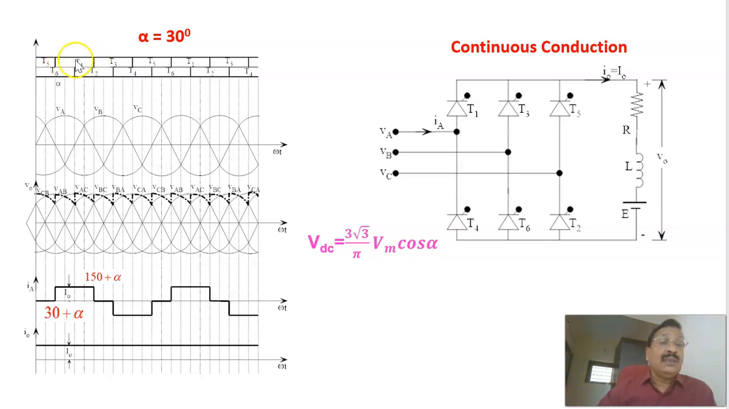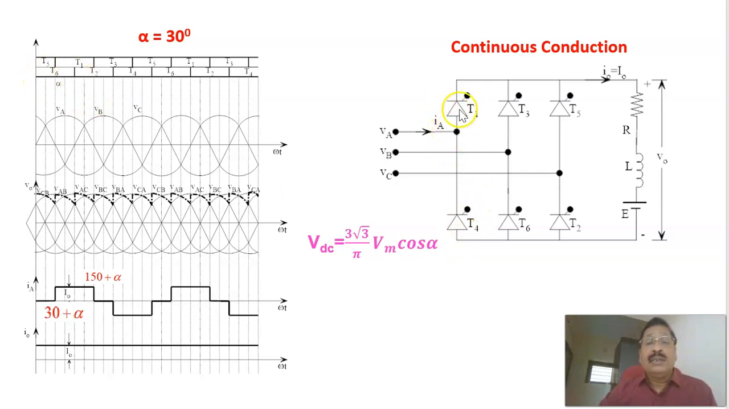Before T1 is fired, from the positive group T5 was conducting, and from the negative group T6 was conducting. That's why I told you T5 and T6. The voltage across the RLE load was VCB. When T1 is fired at alpha equal to 30 degrees, the incoming SCR is T1 and the outgoing SCR is T5. In the positive group the transition happens from T5 to T1, and still the negative group T6 is conducting.